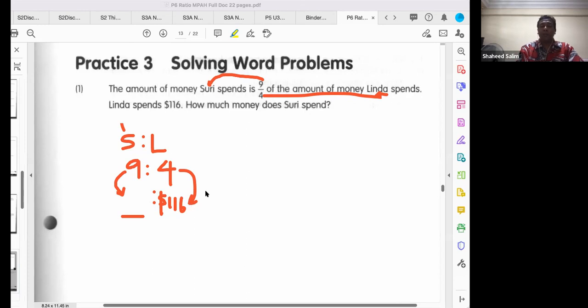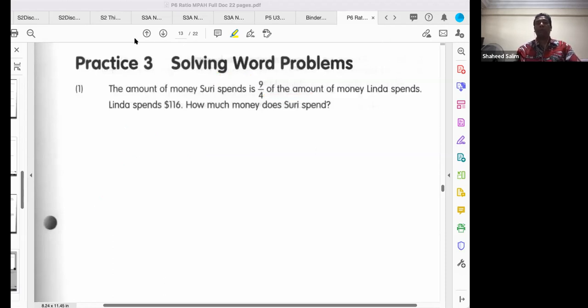I say, guys, very simple. You divide 116 by 4, you will get 29. So that means 4 times 29 gives you 116. You times this by 29, you will get $261. That easy. Okay, that easy, yeah? We try now the next one.